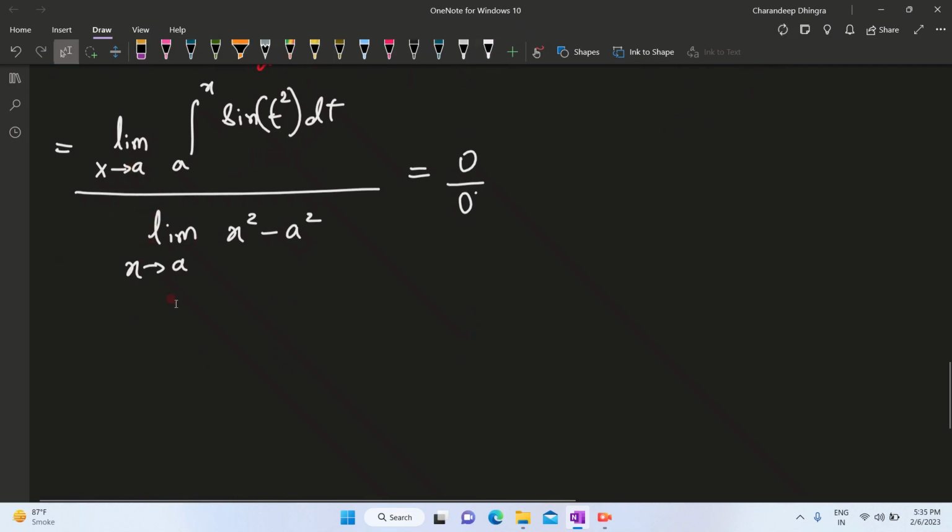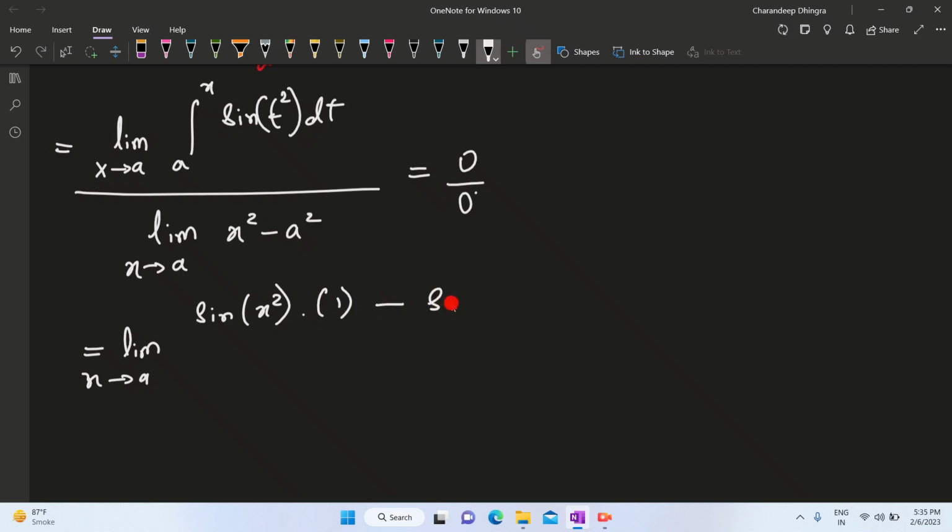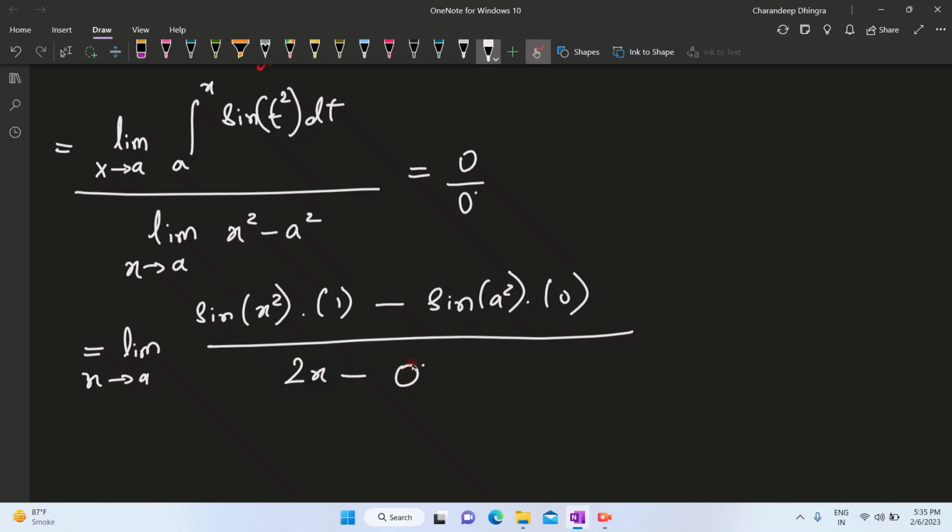So let's apply that. If I apply L'Hopital, the numerator is a definite integration, so I can apply Leibniz rule. In the function you put the upper limit, so sin of x square into the derivative of the upper limit, which is 1, minus in the function you put the lower limit, so sin of a square, times the derivative of a, which is a constant, so 0, upon the derivative of the denominator: the derivative of x square is 2x, and of a square is 0. Now you put x as a, so you get sin of a square upon 2a. So this is the answer.